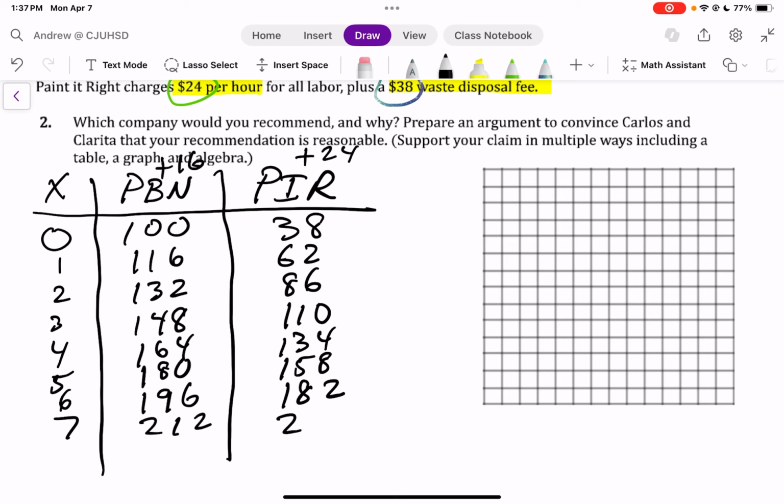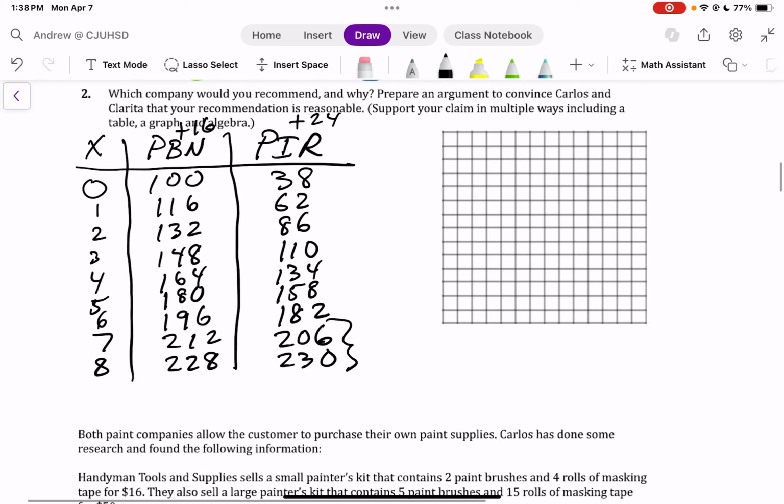okay, it's still cheaper at 7 hours, but then once you go to 8 hours, then you have 212 plus 16. This goes to 228, while the other one is at 230. Okay, so somewhere in between 7 and 8 hours, they change. Now, how can we find where they change? Well, again, we have to come up with an equation.